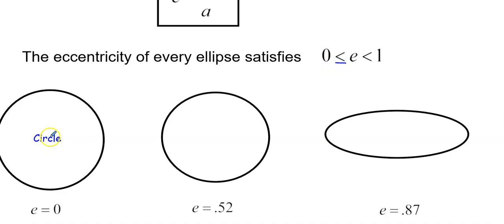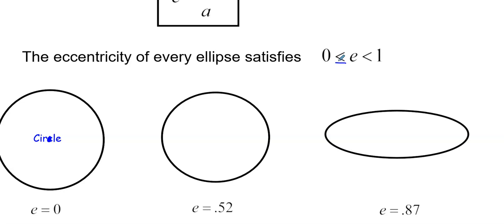So if C over A, in this case, remember the center, the focus points are both there. So the distance from the center to the focus point is 0. So C would be 0. So it'd be 0 over some value for A, and that would be equal to 0. So technically, if it's a circle, it can be equal to 0. So the smaller eccentricity is, or closer to 0, the more circular it is, if that makes sense.